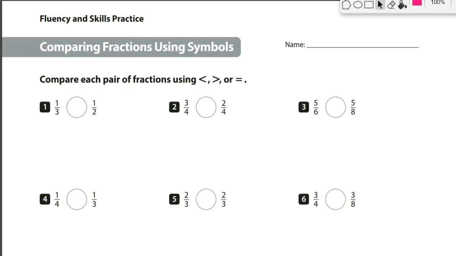Good morning, guys. It is Thursday, and today we are comparing fractions using symbols. So I know our great challenge with this is remembering which one is greater and which one is less.